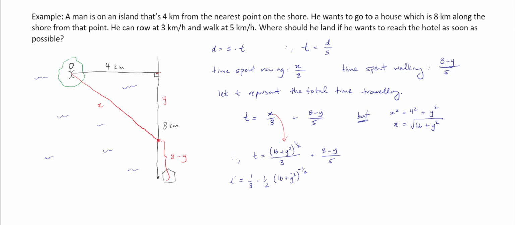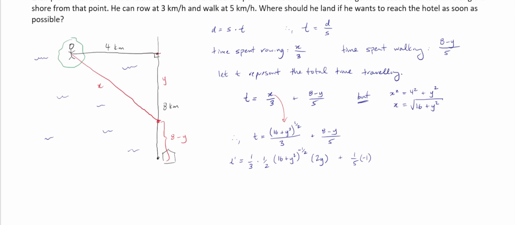Then I have to use the chain rule and take the derivative of the inside function, and the derivative of the inside function is 2y. Then over here, this is the same thing as saying 1 over 5, and then the derivative of 8 minus y is just equal to -1. The derivative of this right here is just the coefficient in front of y, which is -1.